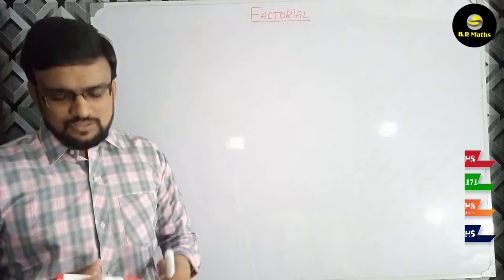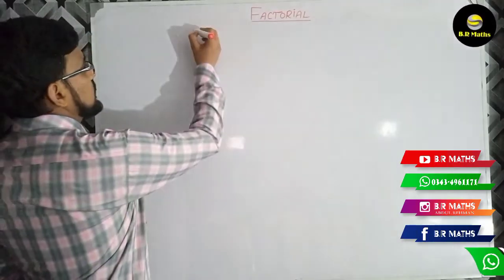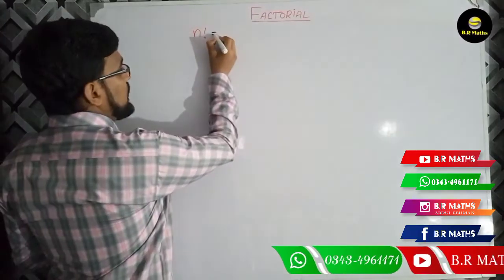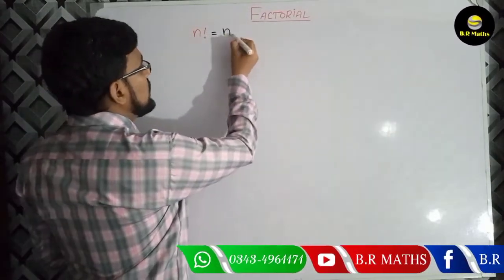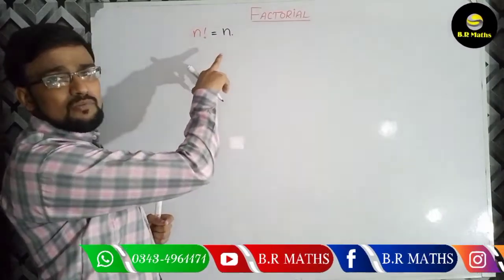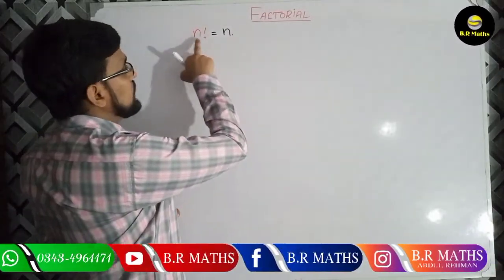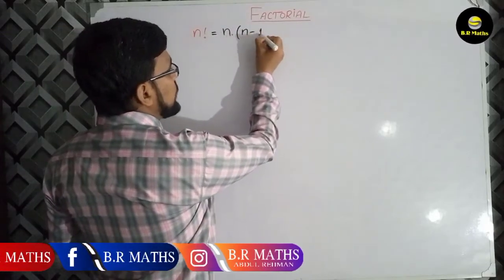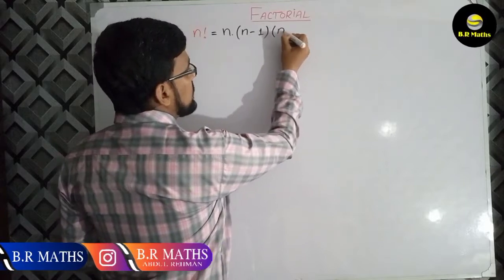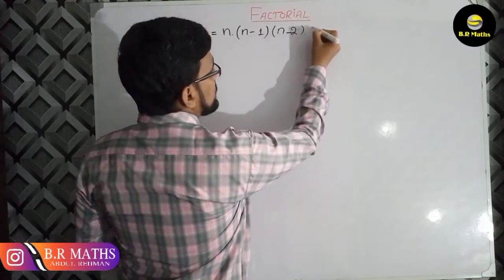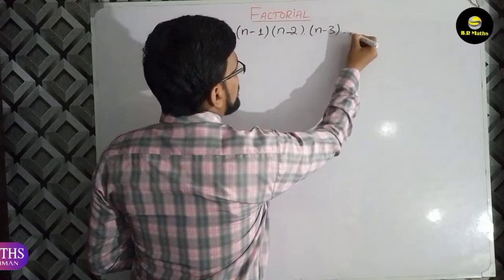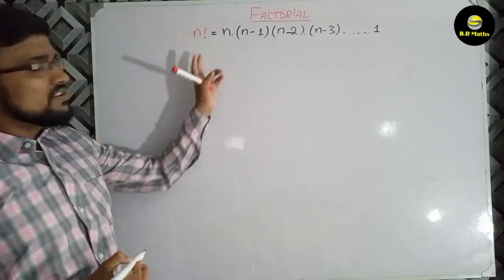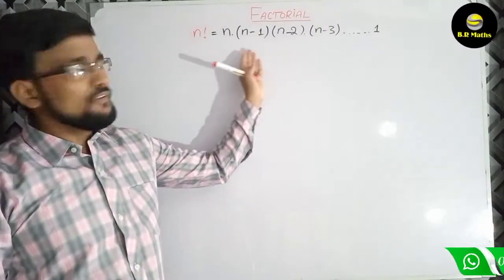Factorial means the factorial of any number n is the product of that number and all numbers less than this number. It means n factorial is equal to n multiplied by n minus 1, n minus 2, n minus 3, up to 1. So this is the meaning of factorial.